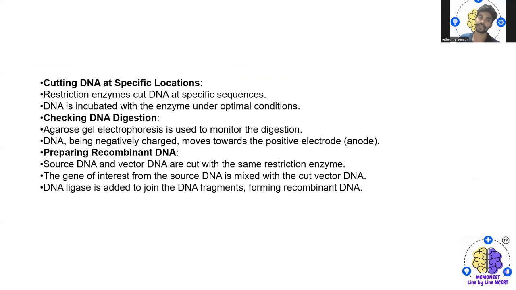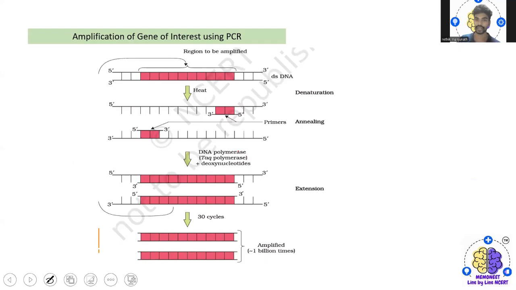Later you use a restriction enzyme to cut the DNA at a specific sequence, incubating with the enzymes under optimum conditions. Agarose gel electrophoresis is used to monitor the digestion. DNA, being negatively charged, moves towards the positive electrode, the anode. The source DNA and the vector DNA are cut with the same restriction enzyme, and the gene of interest is incorporated into the cut vector DNA. Then DNA ligase is added to join the DNA fragments, forming recombinant DNA.